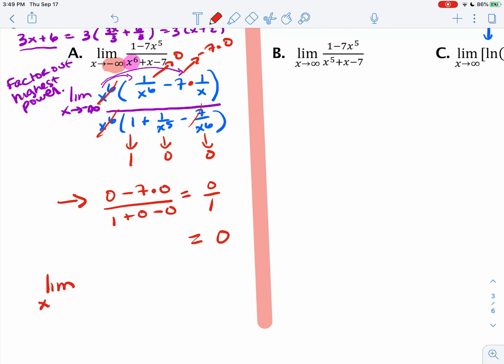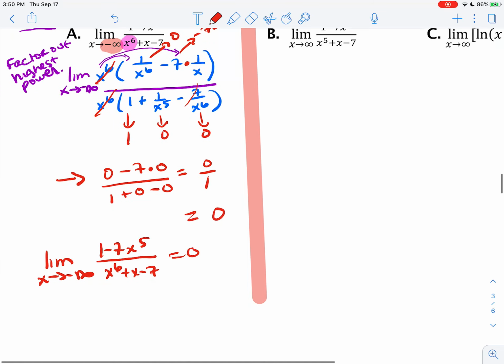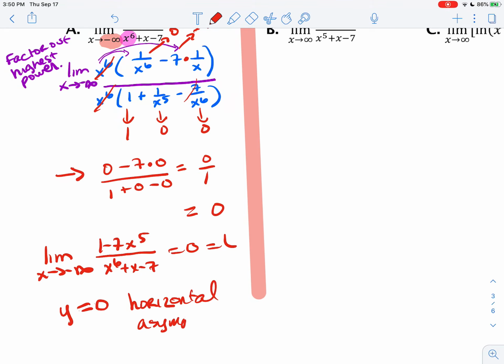Okay, so we can conclude that since the limit as x approaches negative infinity of (1 minus 7x to the 5th) over (x to the 6th plus x minus 7) is equal to 0, 0 is an L, so y equal to 0 is a horizontal asymptote of this function.